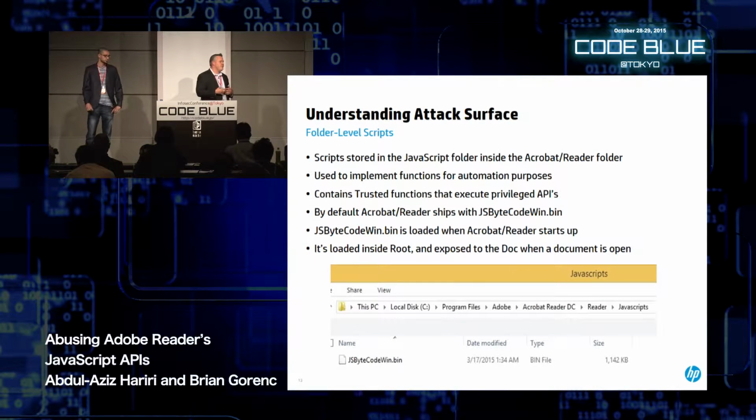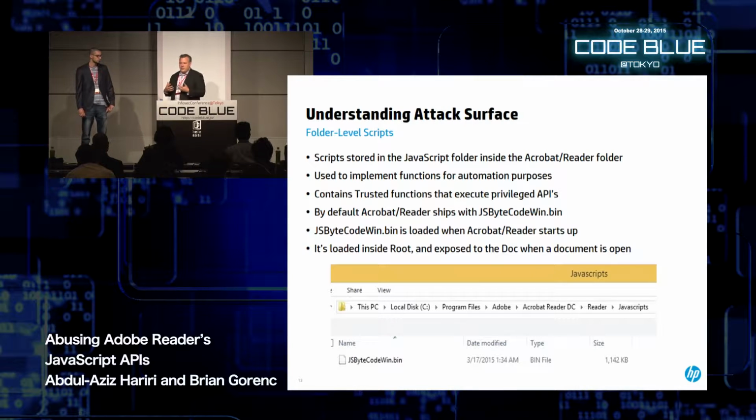So why would you use the trusted functions? Well, if you're trying to automate some functionality in a PDF and you want to do a lot of batch processing, you can use these trusted functions to do that and get access to the privileged APIs that you need for your processing. There's also this idea of folder-level scripts, which you see on the screen here.